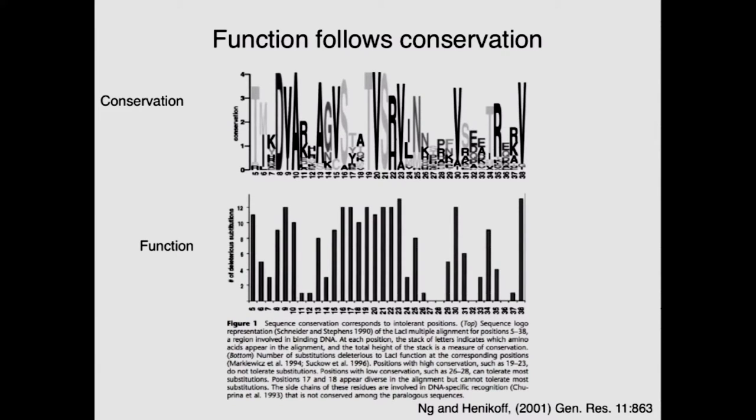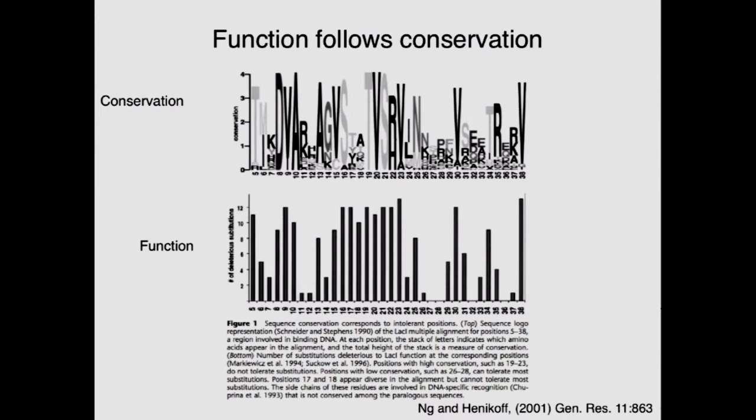So over here, what we have is the number of deleterious substitutions. So they made every single mutation, and it turns out that here and here and here and these places over here, most of those substitutions were bad. And in places like here and here and here, they could make lots of different substitutions and it never mattered. And then the other thing that they noticed is if you do a multiple sequence alignment of lots of LacI proteins, the places where everything is bad are also the places where we only allow one amino acid.